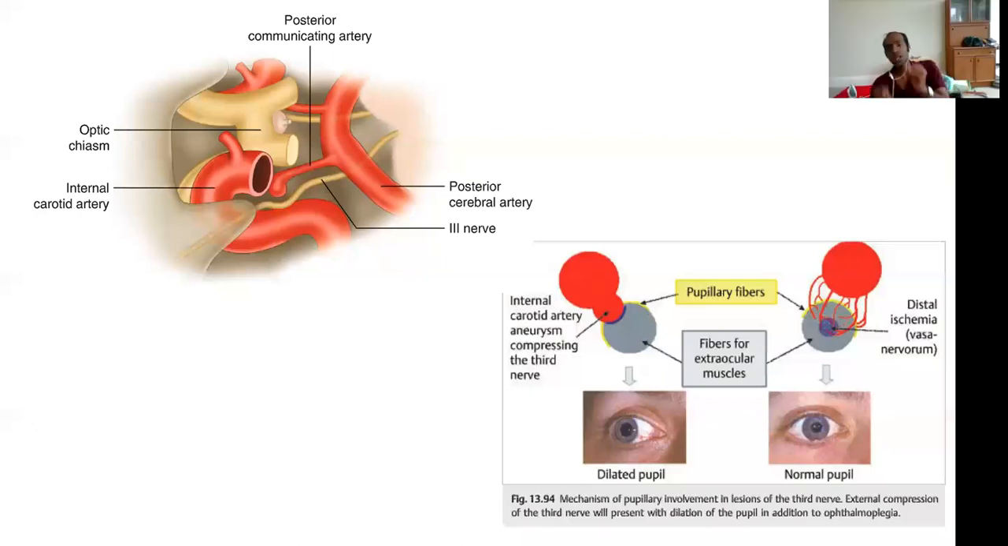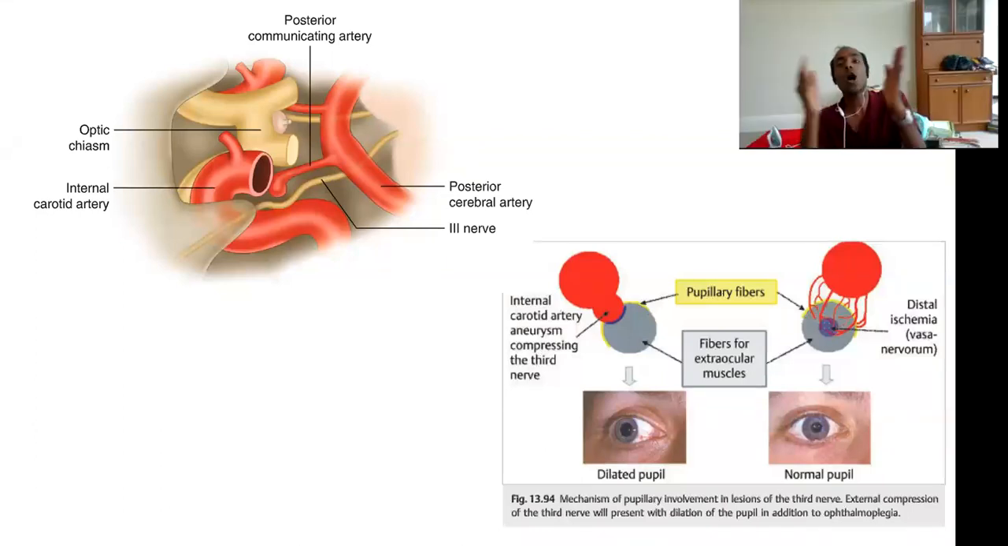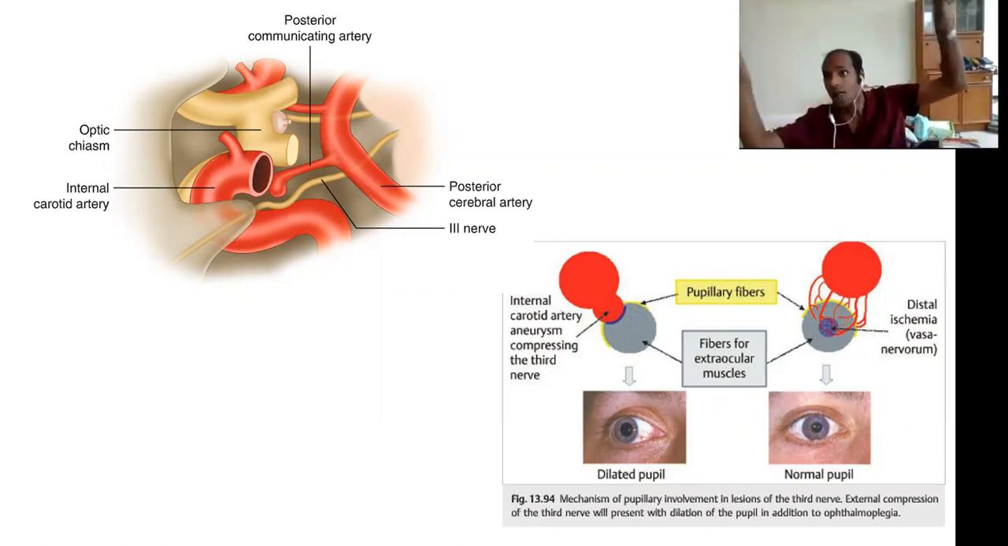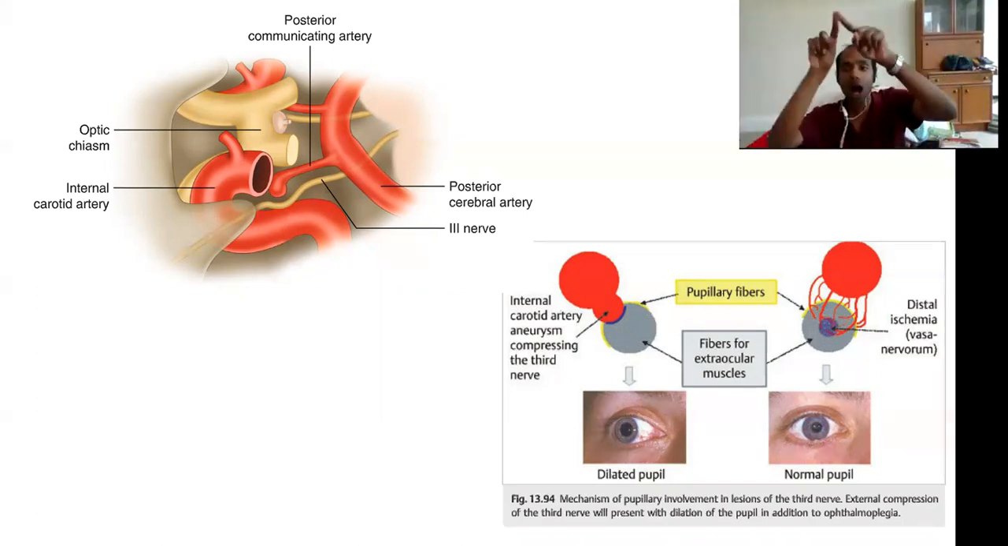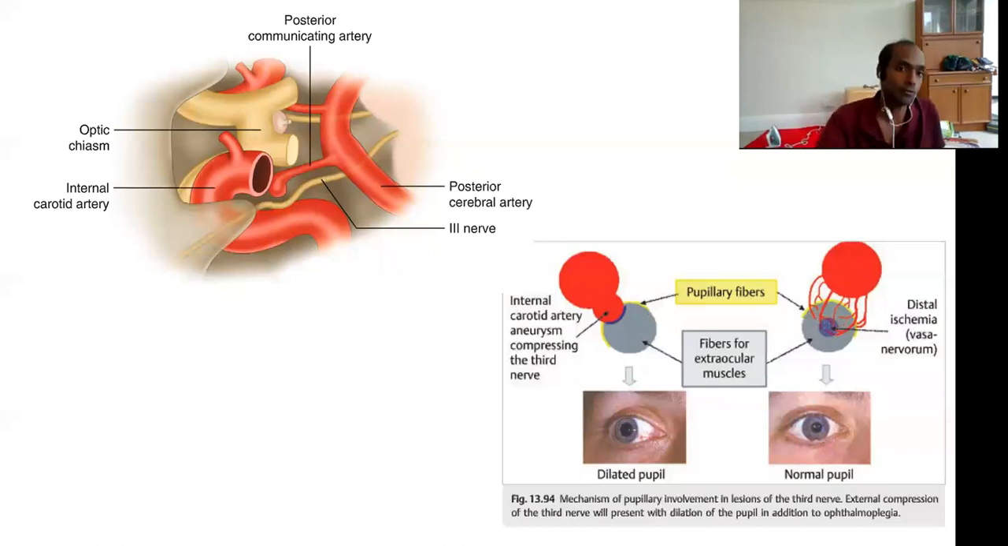Diabetes, hypertension, the nerve is involved from inside out. So the pupil is not involved. If it's an aneurysmal compression of the third nerve, then the pupil is involved because why? The pupillary fibers travel on the outermost aspect of the third nerve.